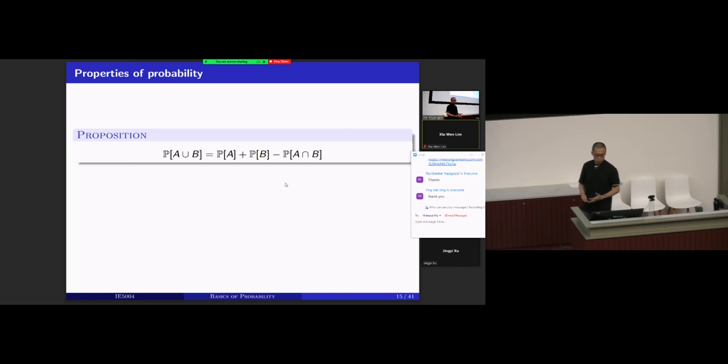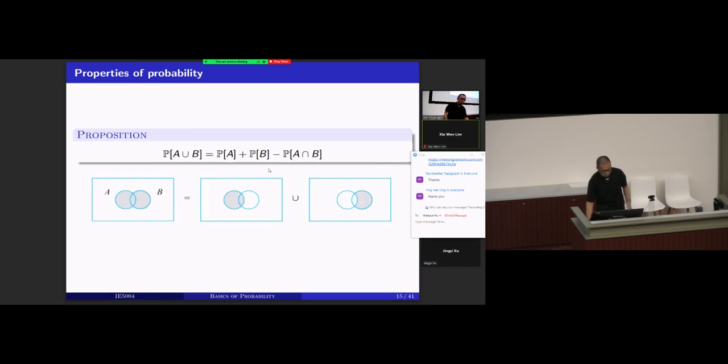Another property is like this. For a general case, if we consider two events, A and B, then the probability of A union B is equal to probability of A plus probability of B minus the probability of their intersection. So how to prove this? I think I don't need to bother proving this because I just gave you a picture. As long as you can understand this Venn diagram very well, I think it's very easy for you to understand. So here we have A, we have B, two events.